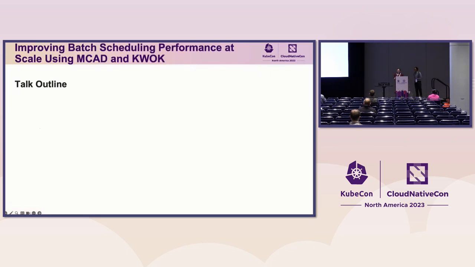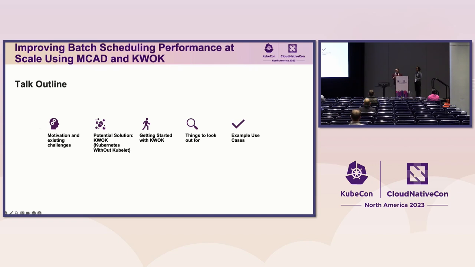To give you an idea of what we're going to cover today, I'm going to give some background on the motivation and existing challenges we see, and the potential solution, Kubernetes WithOut Kubelet, or KWOK. Then I'm going to hand it over to Vishakha, who's going to give you some insight into best practices in getting started with tools like KWOK, some things you might want to look out for when you're doing this sort of testing, and then walk you through some example use cases, so that hopefully you'll be able to take away an understanding of how you might adapt this approach to suit your resource management and performance testing needs.